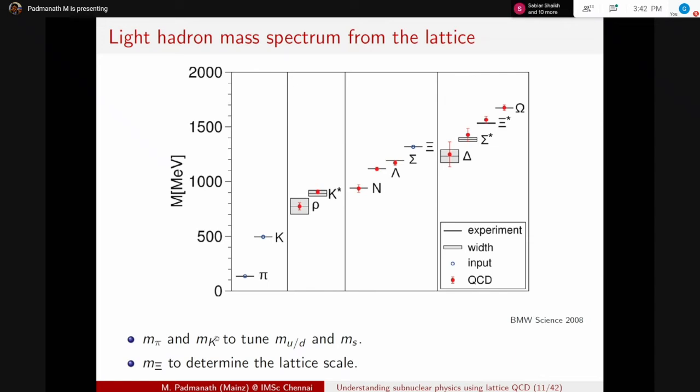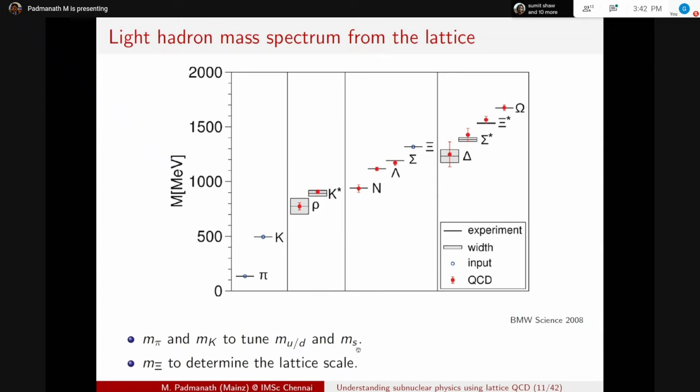The pion mass and the kaon mass are inputs to the calculation to tune the U quark masses and the S quark masses, because the pion has a U quark and a D quark, and the kaon has an S and a light quark, the D quark. So using those, the U, D and S quark masses are tuned.